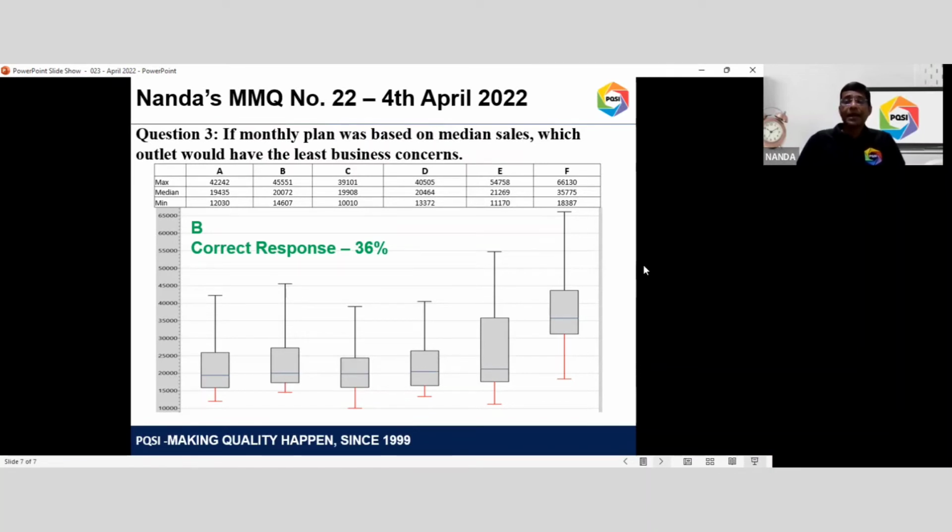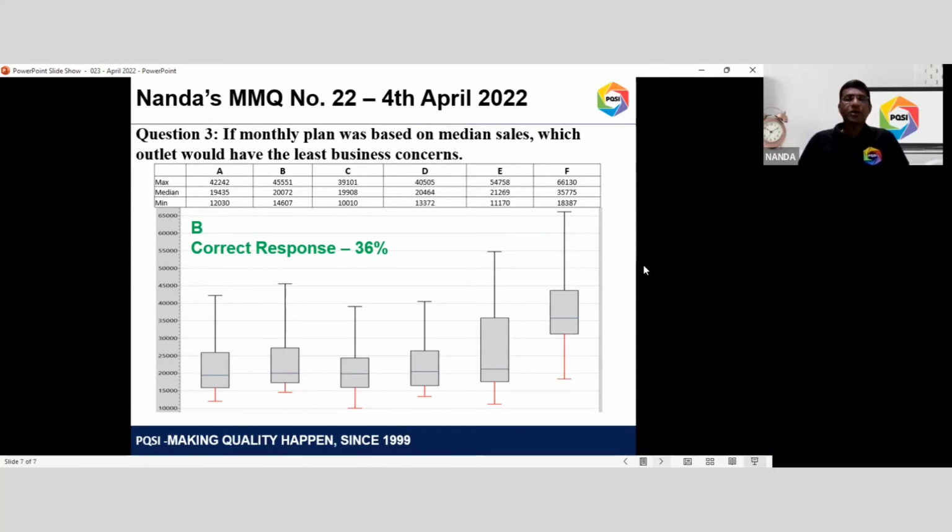If the monthly plan was based on median sale, which outlet would have the least business concern? Right. Well, I do understand that this is a tricky question, and probably the reason is that 'business concern' looked very generic. I felt so after giving this question. And so that's why the correct responses were only 36%. So the right answer is actually B.